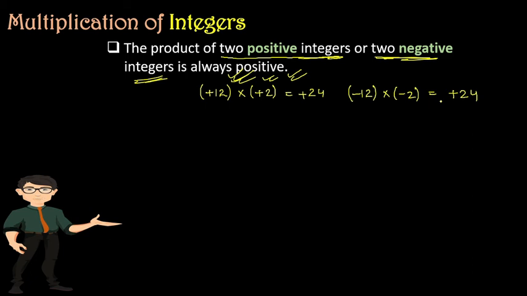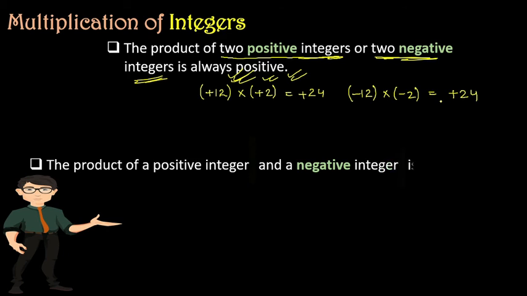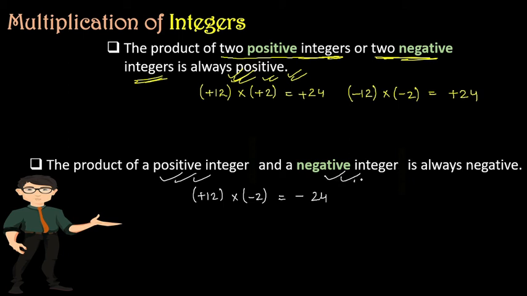Now let's understand the second rule, which says that the product of a positive integer and a negative integer is always negative. Again, let's understand this rule by an example. Suppose I ask you to multiply plus 12 and minus 2, your answer is negative, that is minus 24. As the rule says, when you multiply a positive integer and a negative integer, your answer is negative. Similarly, if I ask you to multiply minus 12 and plus 2, your answer is minus 24.